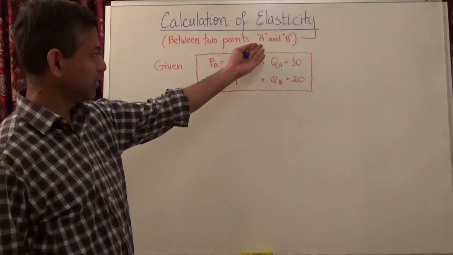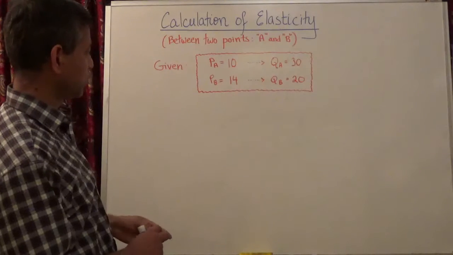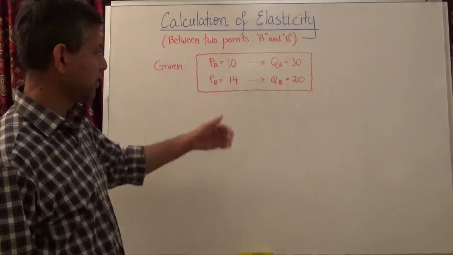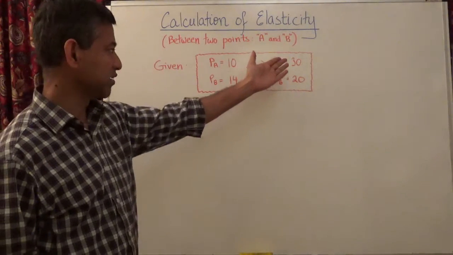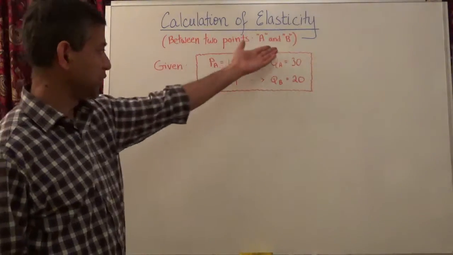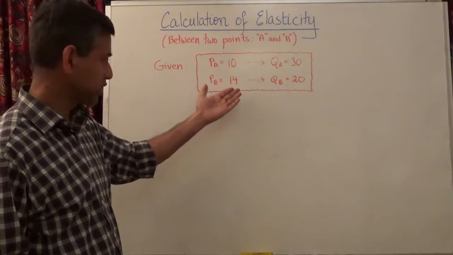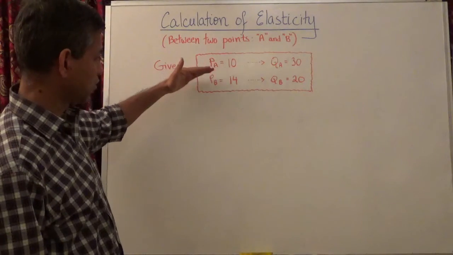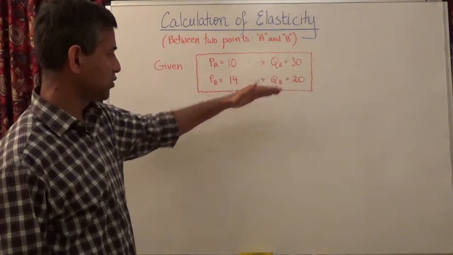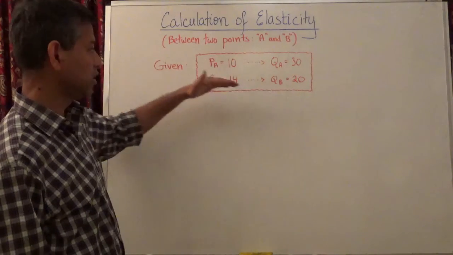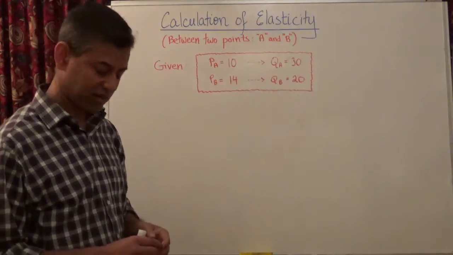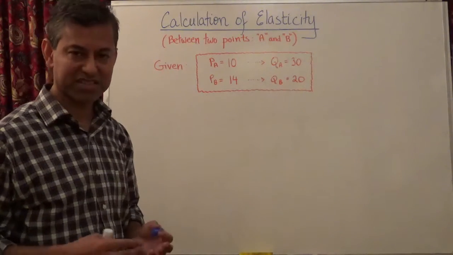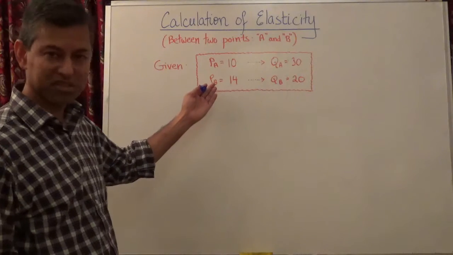We'll call one point A, the other point B. For point A, we know that the price of the product is 10. The corresponding quantity of the product is 30. For point B, we have the price being 14 and the corresponding quantity is 20. Notice that when the price goes up, quantity goes down, or when the price goes down, quantity goes up. So this is a representation of the demand side of the market. So this is an example of elasticity of demand with respect to the product's own price.